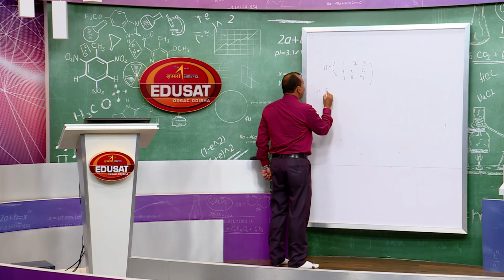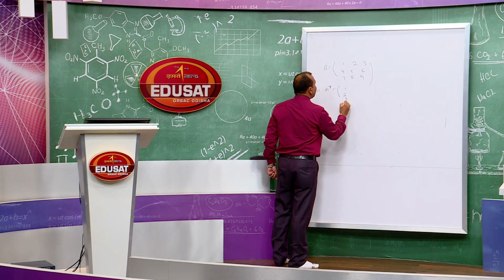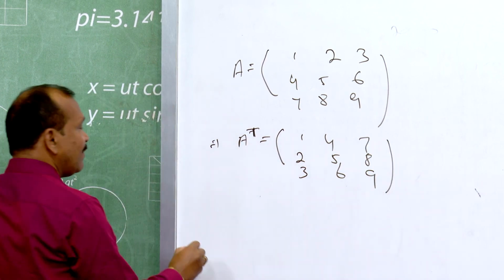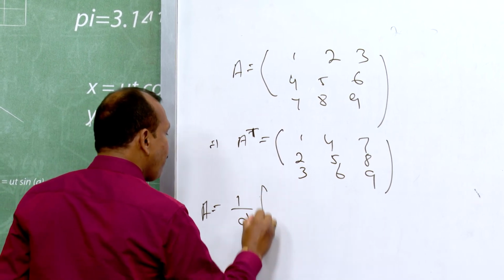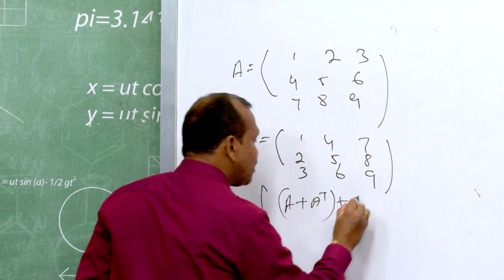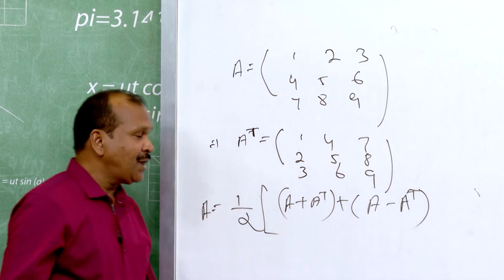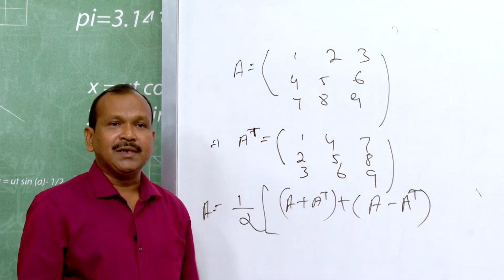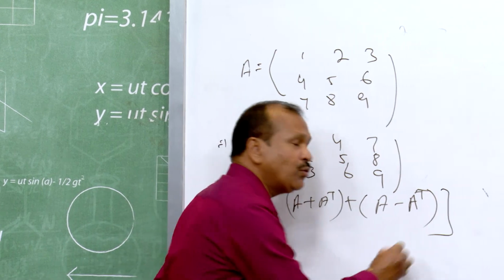This implies that the transpose of the A matrix becomes 1, 4, 7, 2, 5, 8, 3, 6, 9. The matrix A can be written as half times (A plus A transpose) plus half times (A minus A transpose). This is the symmetric matrix and this is the skew symmetric matrix. Every matrix is expressed as a sum of symmetric and skew symmetric matrices.